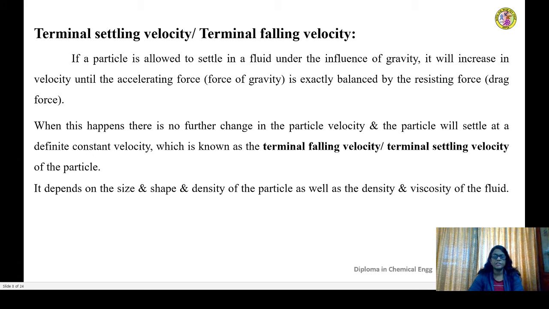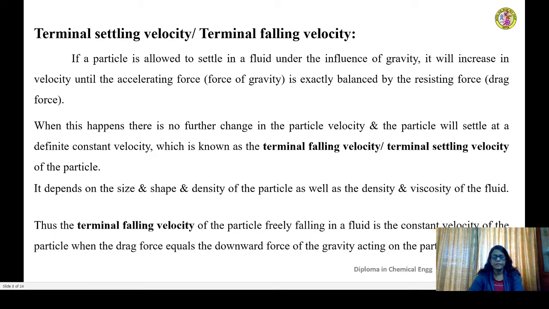The terminal settling velocity for a given particle in a given liquid depends upon the size, shape, and density of the particle, and also on the density and viscosity of the fluid in which the settling is taking place. So this is how we can shortly define the terminal settling velocity. The terminal falling velocity or terminal settling velocity of a particle that is freely settling in a fluid is the constant velocity reached by the particle when the drag force equals the downward force of gravity acting on the particle. So that is about the terminal falling velocity.